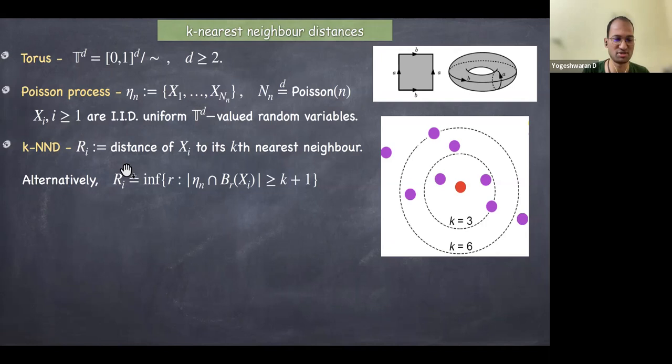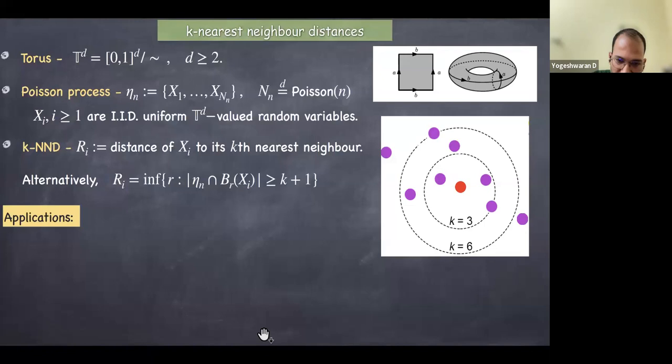Okay, applications. I won't say much about this, but I will at least throw some pointers. Nearest neighbor distances are also important in computational geometry. People construct graphs based on nearest neighbors. And in statistics, you can see the book of Penrose on random geometric graphs, where he discusses applications to statistics. These are also related to minimal spanning trees. And something that will be of importance to us is what is called a quasi-local statistic. We will see this later in the talk.